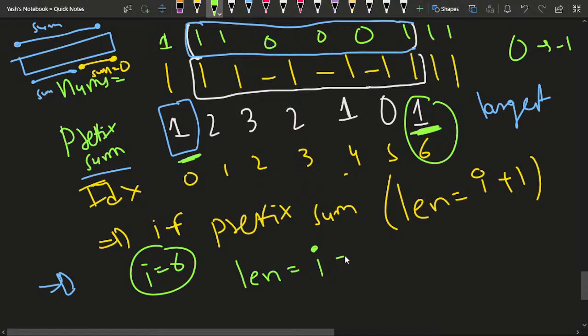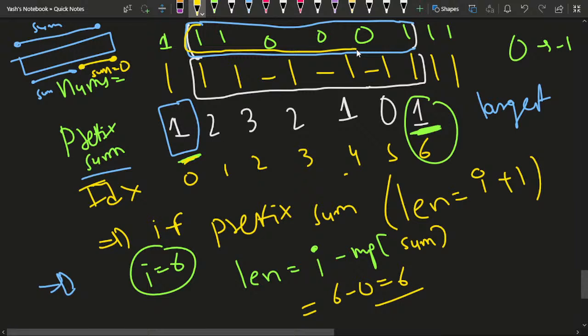I, that is 6, minus map of 1. Map of 1 is map of sum, the sum that I have repeated just now. At the index I is equal to 6, I have a sum which is 1, and at the index 0 I also had a sum 1, so that's why it is stored in the map. So it would be 6 minus 0, so I'll get the length 6. So these are the internal subarrays that I need to consider as well, as I told you, an internal subarray which has an equal number of ones and zeros, and things like these.